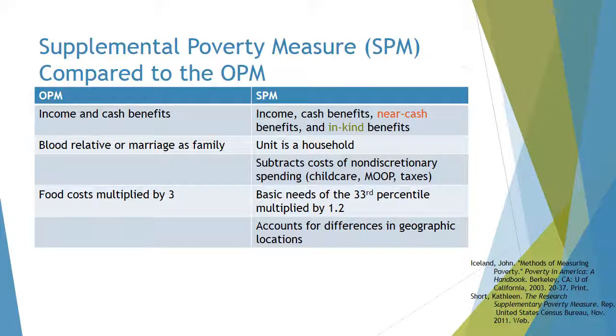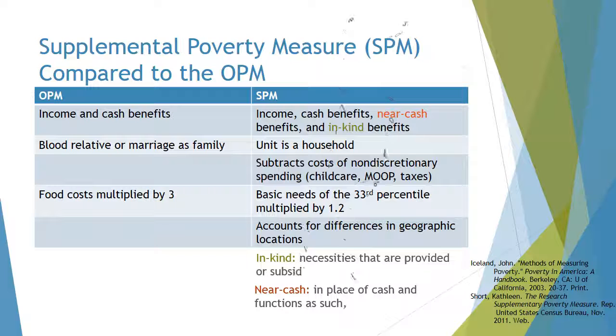The SPM resolves many of the statistical issues raised by the OPM. Some of the key improvements of the SPM include adjustment for geographic variation, accounting for MOOP, the definition of the resource unit as a household rather than the family, and the measurement of in-kind and near-cash benefits in addition to cash benefits. Of extreme import is the inclusion of MOOP in the measurement of poverty, especially for those of age 65 or older, who are demonstrated to have a 7.3% higher incidence of poverty when medical costs were taken into account.